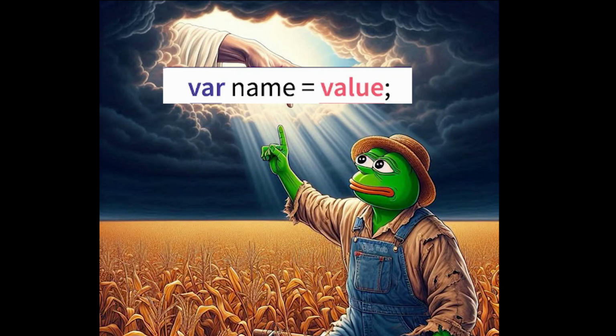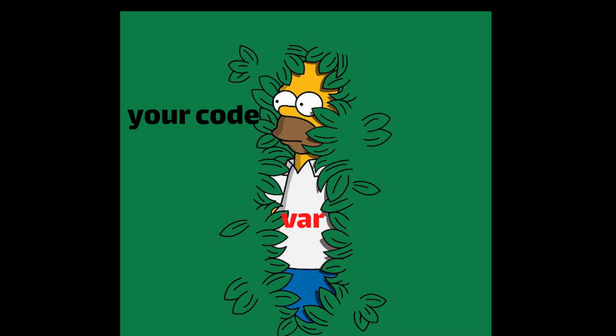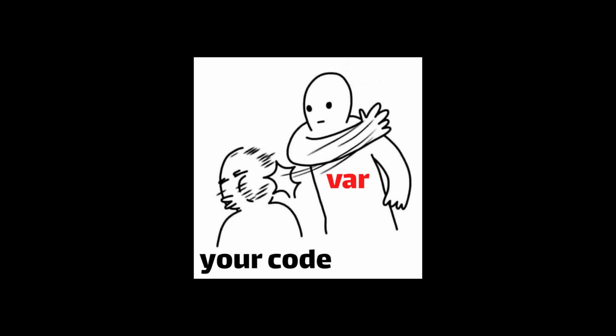Now let's talk about why we shouldn't use var. When you use var, it's like giving your variable a superpower. It can sneak out of its block and show up anywhere in your code, even where you don't want it. It's like having a party and not keeping track of who's invited. This can cause some bugs.